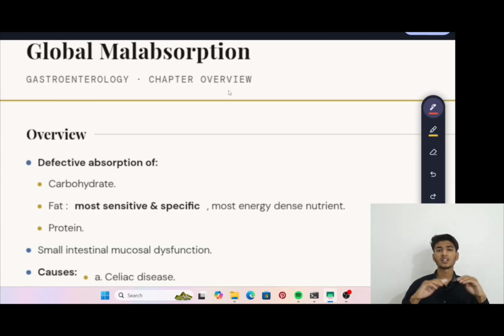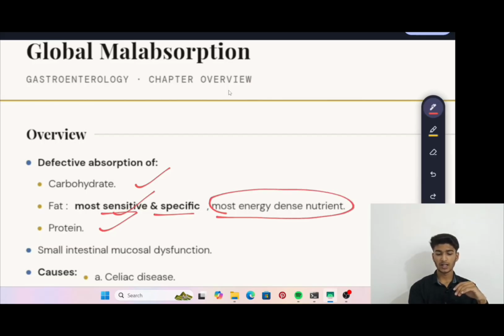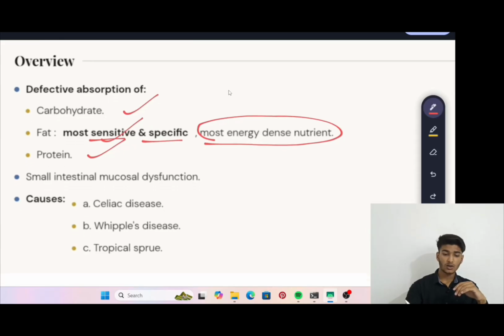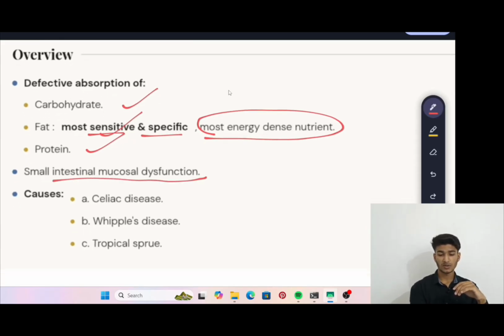Whenever the absorption inside the small intestine is getting hampered due to the dysfunction of the layer of the small intestinal mucosa, we can say that the patient is suffering with global malabsorption. The substances which are malabsorbed here are carbohydrates, fats, and proteins. Fat is the most sensitive, most specific, most energy dense nutrient here. And this is caused by intestinal mucosal dysfunction.